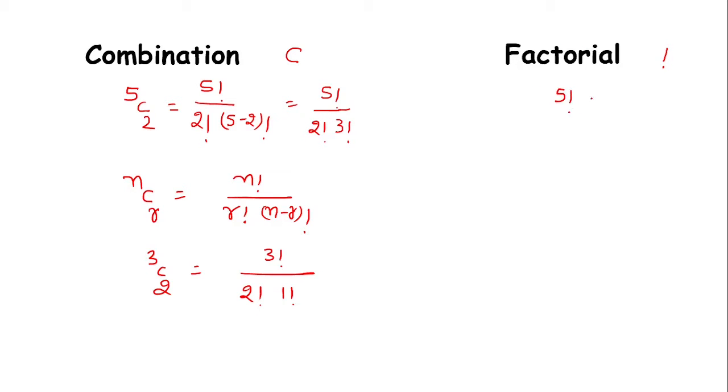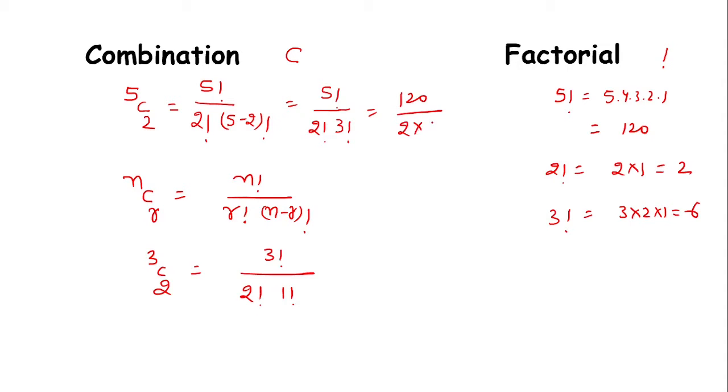If we have 5 factorial, the method to simplify it is 5 times 4 times 3 times 2 times 1. We stop at 1. After 1, we don't write anything. So if we simplify this, I will get 120. 2 factorial is 2 times 1, so the answer is 2. 3 factorial is 3 times 2 times 1, so the answer is 6. So 5 factorial is 120, 2 factorial is 2, 3 factorial is 6. If I simplify, 120 over 12, I will get 10.